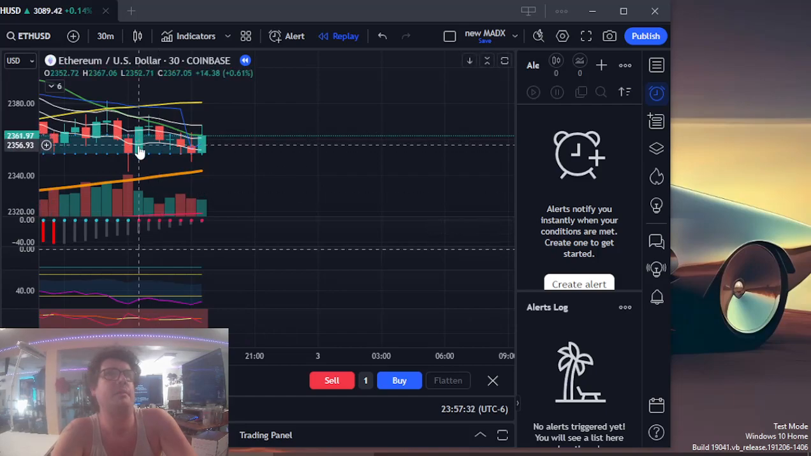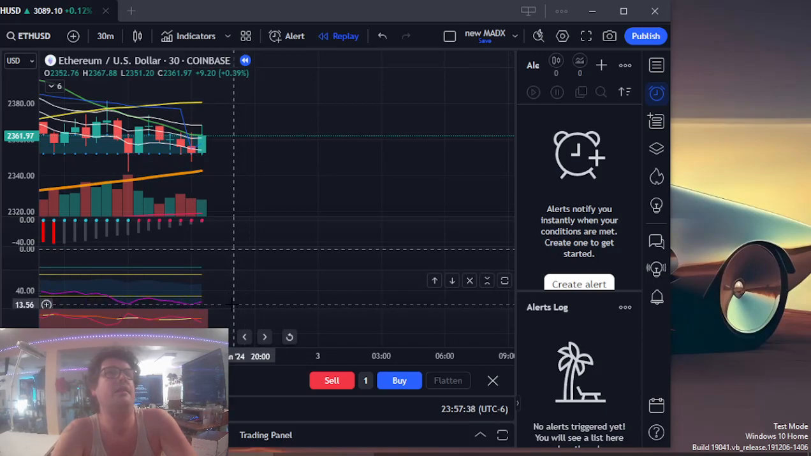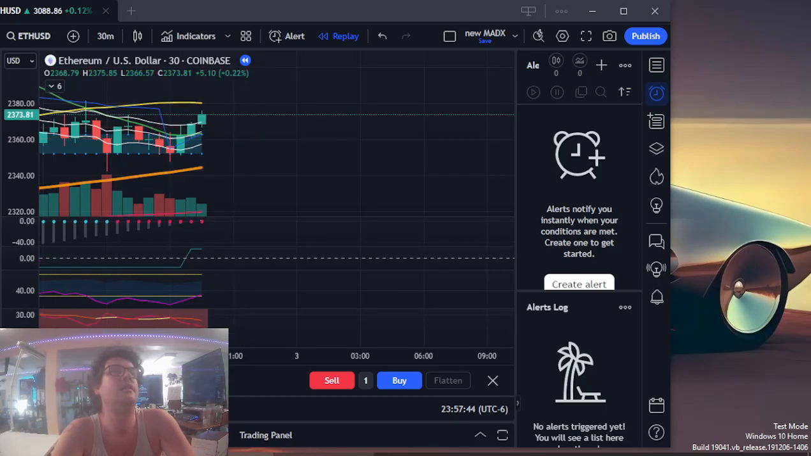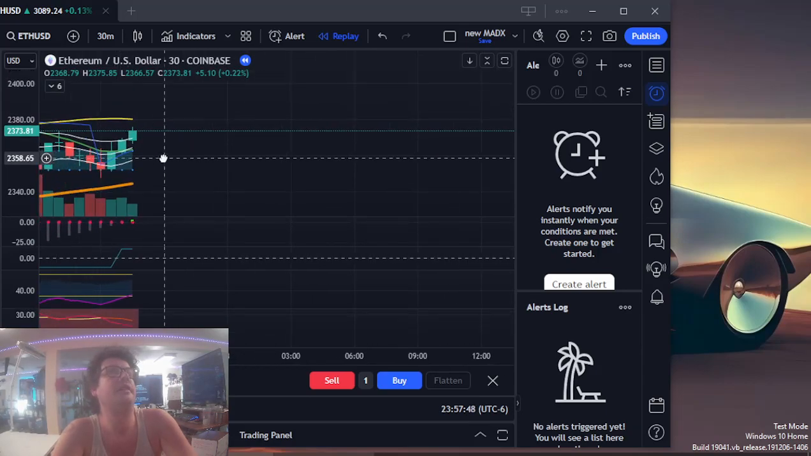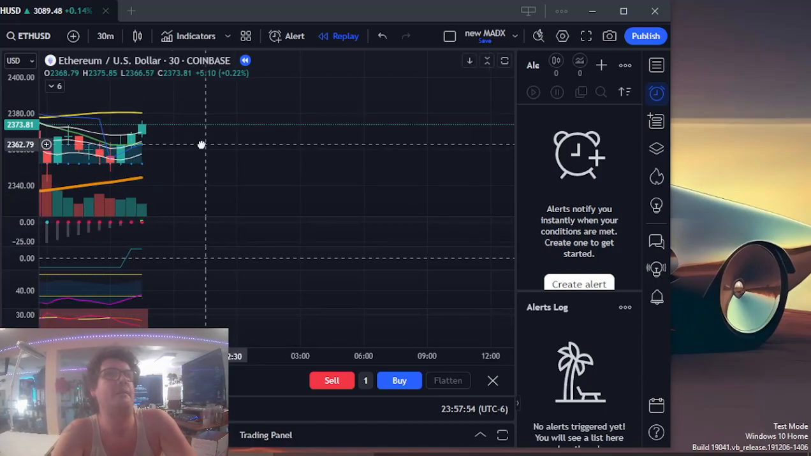Yep, that looks like a classic double bottom. Do we have RSI divergence? A little bit. Yep, I bet that's going up. Oh, wait a second. Did we have one here? 1, 2. It had bad RSI.